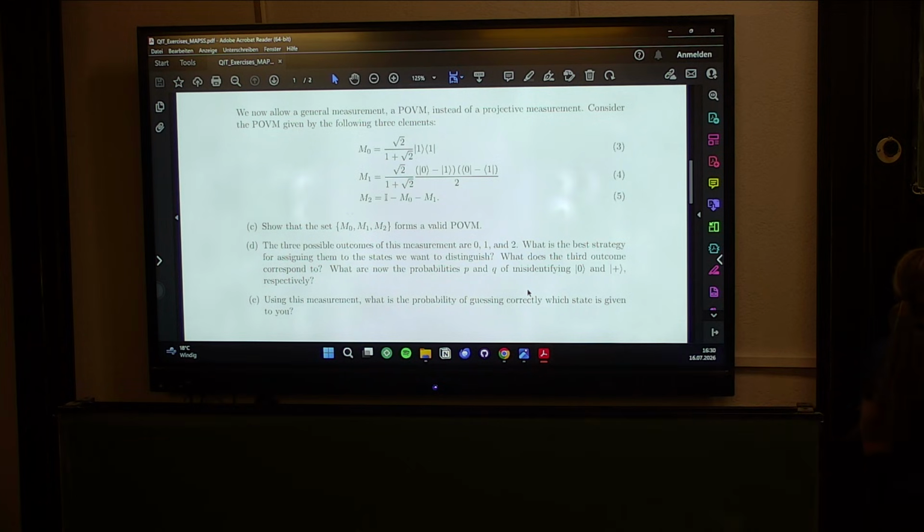So what we need is for the operators to be Hermitian, positive, and complete, so they sum to the identity.